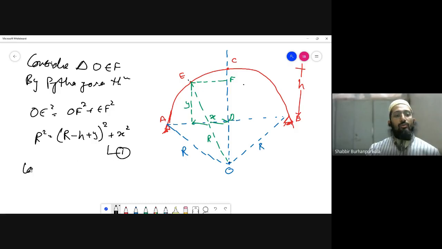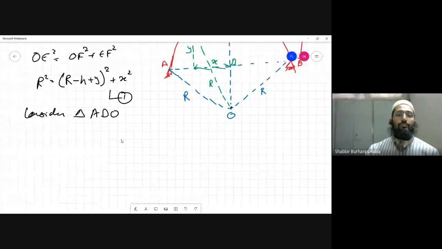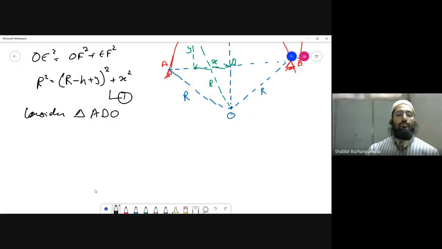Now I am going to consider triangle ADO, this blue triangle I'm going to consider. Okay, now for ADO, we are going to have by Pythagoras theorem OA square is equals to AD square plus OD square. Okay, so what is OA? OA is radius, R square is equals to AD.